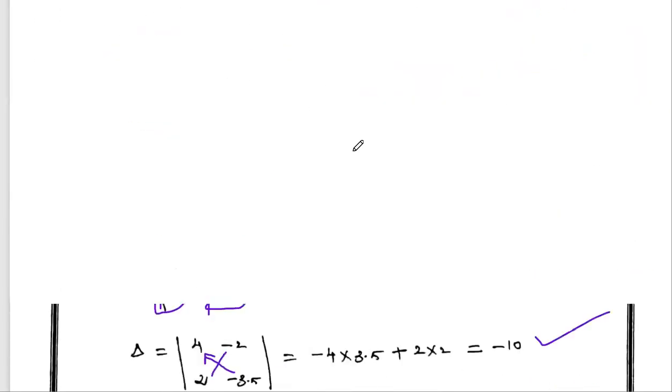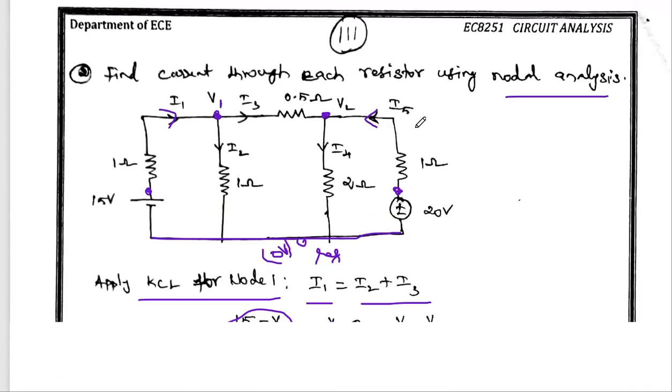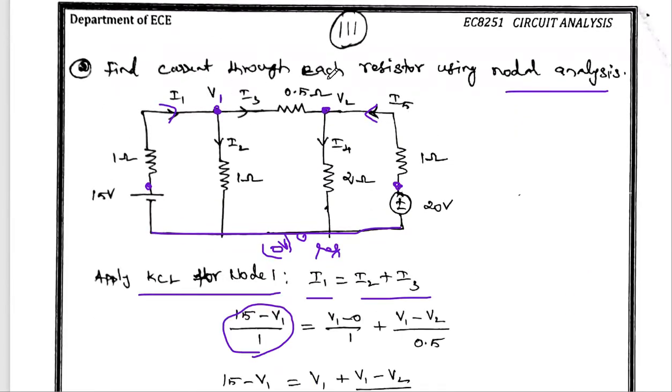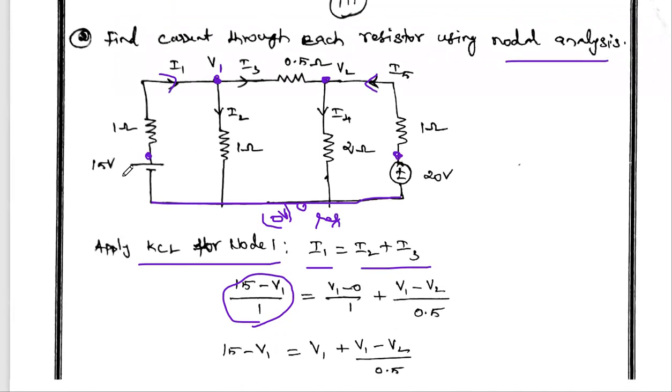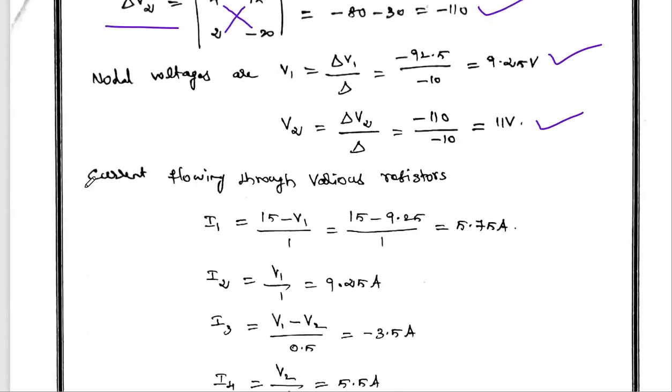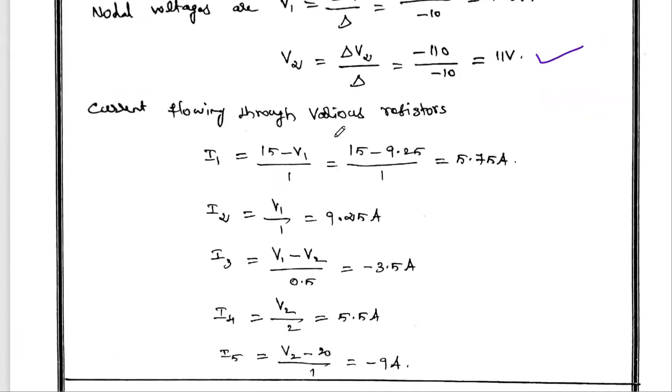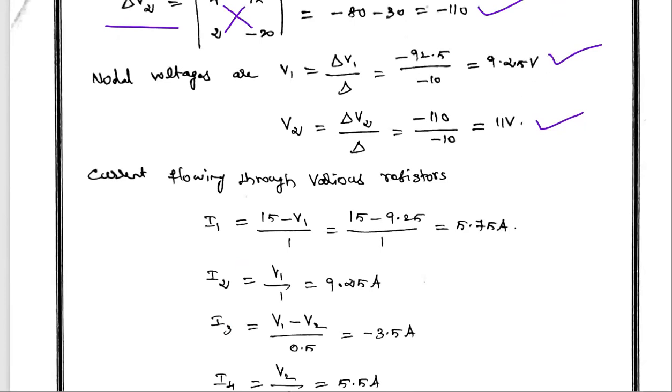What is the next thing? The question is to find the current through each resistor. Current flowing through all resistors we have to calculate. So now we have to calculate I1, I2, I3, I4, I5. According to the equation, what is I1? I1 is 15 minus V1 divided by 1. So you substitute the value of V1. V1 is 9.25. So substituting, we can get 5.75 amps.